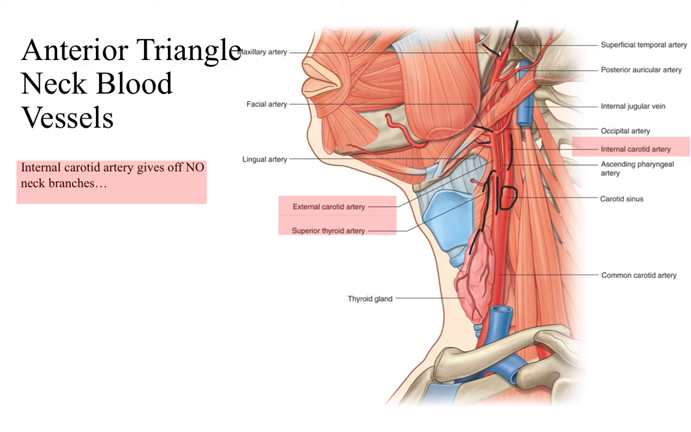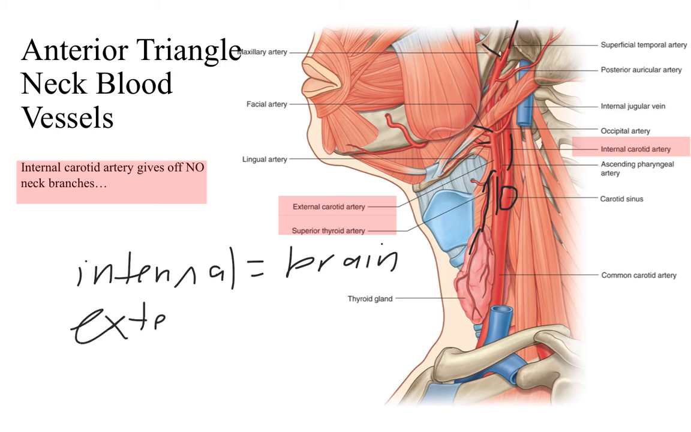So again, just to keep things in perspective, internal carotid artery associate with the brain. External associate with the head. All right?